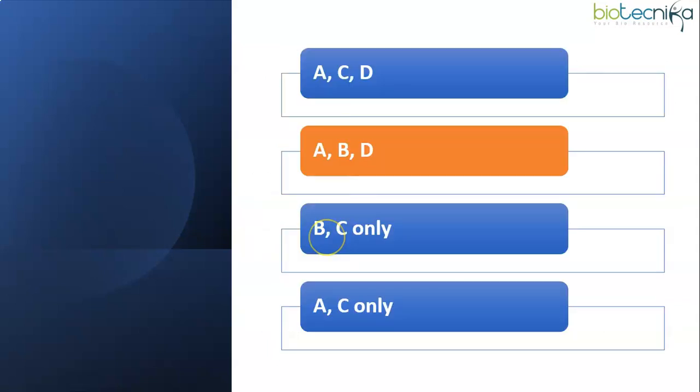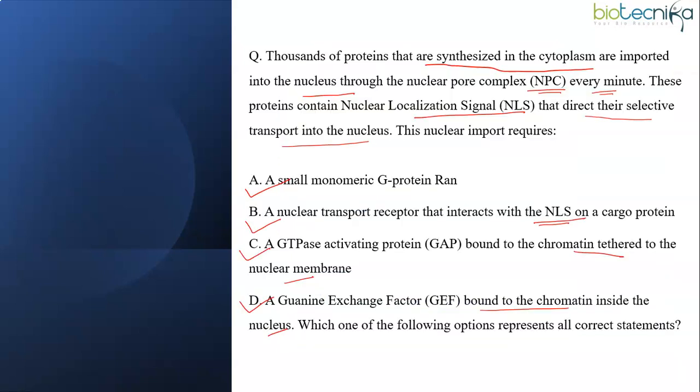The options will be provided to you, and as you can see, the correct answer is statements A, B and D. So let's check it out. What are statements A, B and D? For a nuclear import to take place, definitely we require a RAN protein, and RAN by nature is a monomeric G protein. Second, the nuclear transport receptor interacts with the NLS on a cargo protein. NLS serves as a sorting signal for a protein to enter the nucleus.